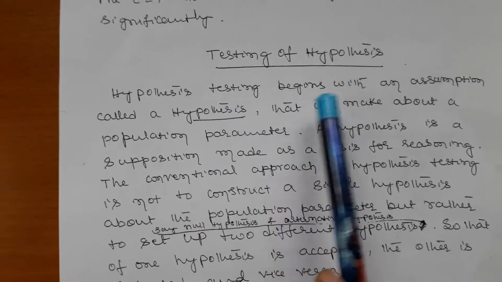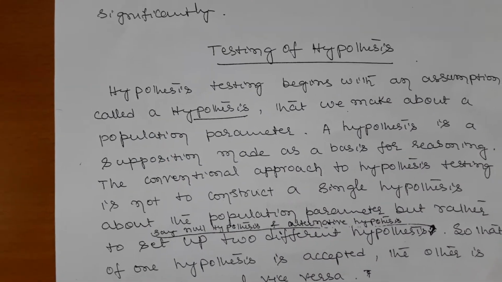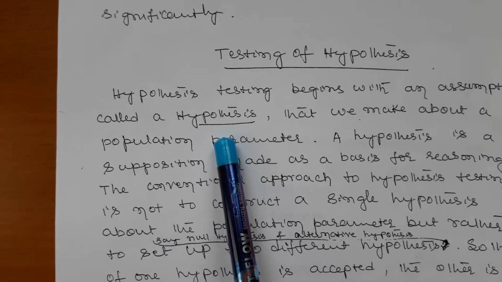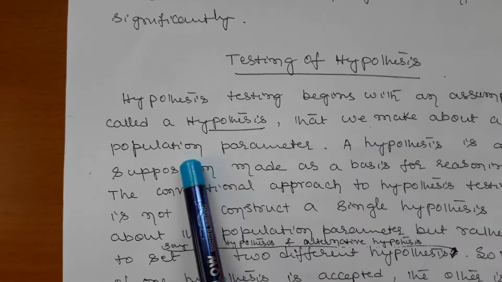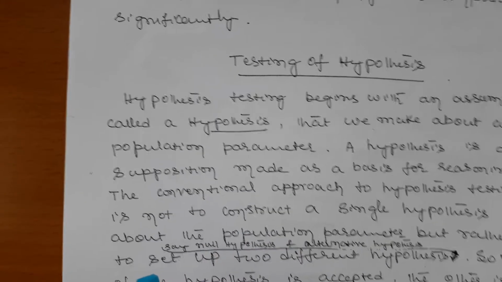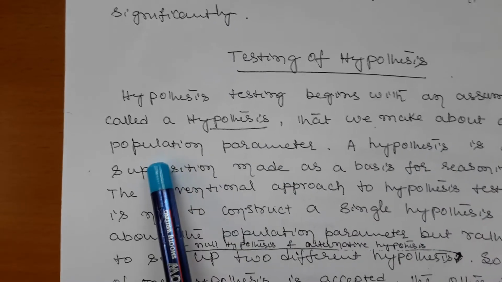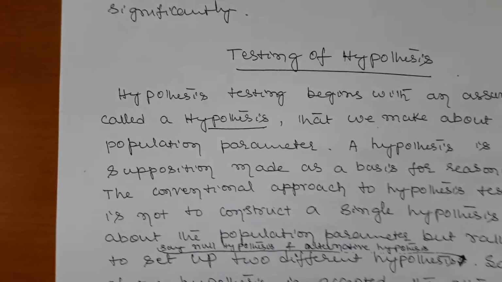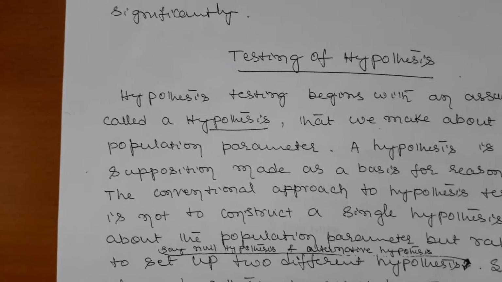Hypothesis testing begins with an assumption called a hypothesis. If we want to solve a problem by using testing of hypothesis, the first step is that we make an assumption. That assumption is about a population parameter. What's the first step? We have to do the assumption. We take the assumption based on a population parameter, such as the population mean, variance, standard deviation, or proportion.